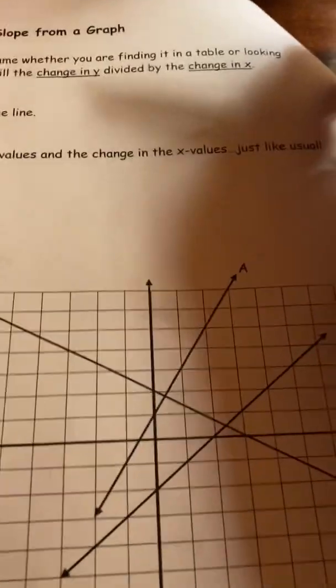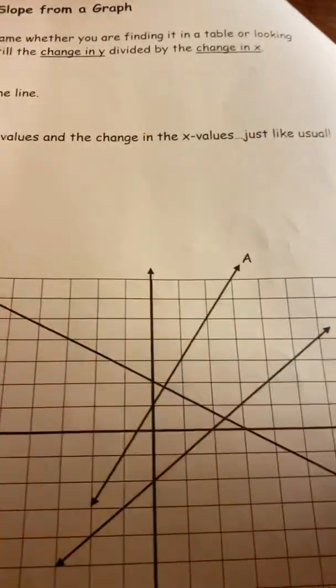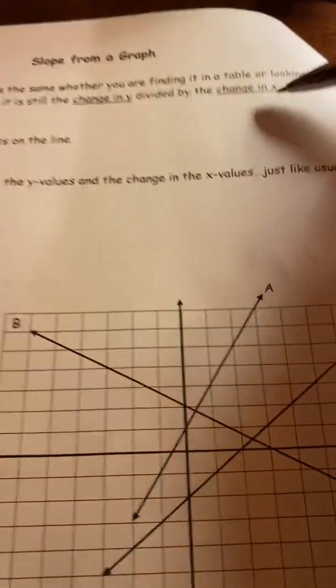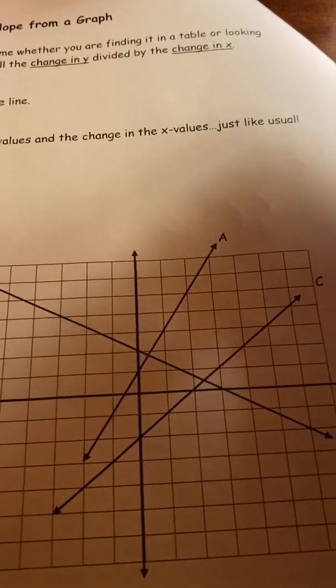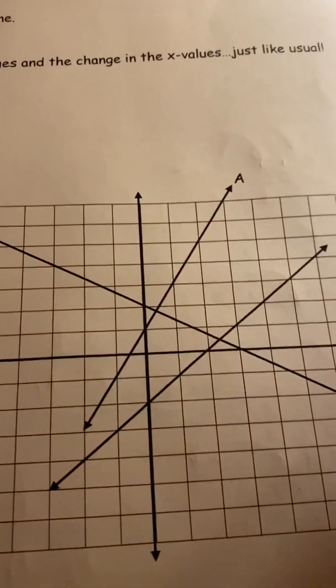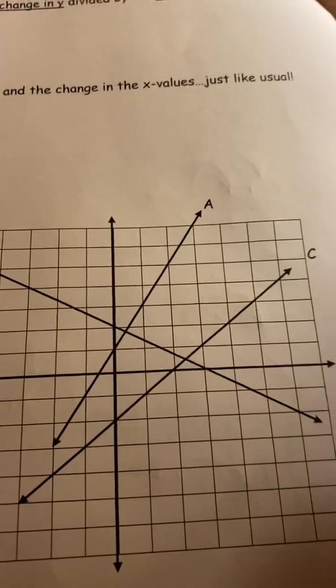Okay. So the idea of slope stays the same whether you are finding it in a table or looking for it on a graph. It is still the change in y divided by the change in x. Step 1, find any 2 points on the line. Step 2, find the change in the y values and the change in the x values just like usual.